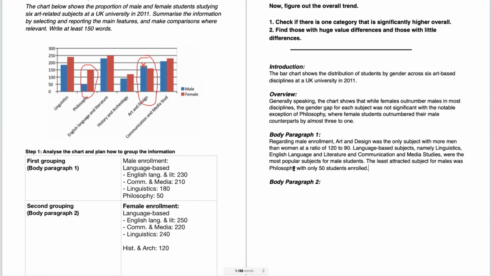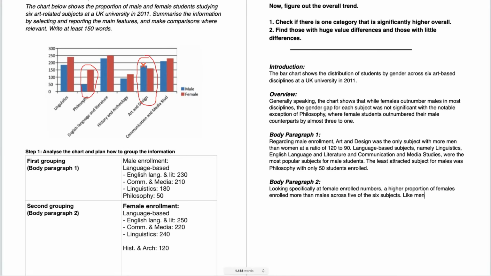It is concise, it is to the point. And now we've got our body paragraph 2, which is just going to talk about our second grouping, which is the female enrollment. So I'm going to shift gears and say, looking specifically at female enrolled numbers, a higher proportion of females enrolled more than males across 5 of the 6 subjects. And that is also something we saw in our overview.